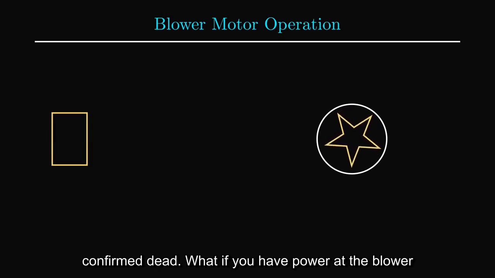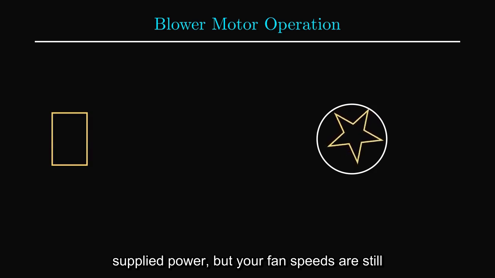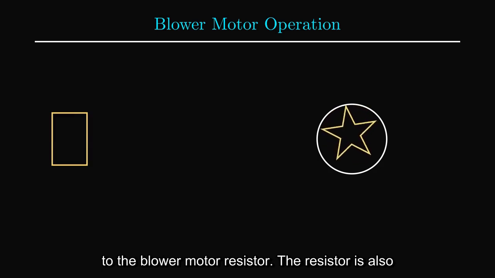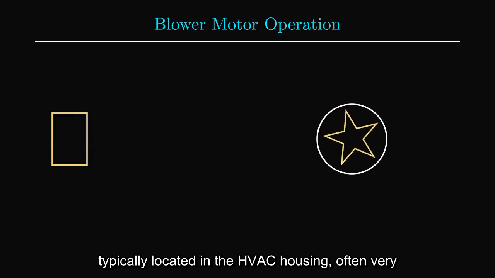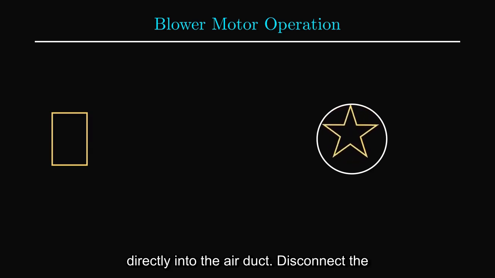What if you have power at the blower motor connector, and the motor works when directly supplied power, but your fan speeds are still intermittent or non-existent? This points squarely to the blower motor resistor. The resistor is also typically located in the HVAC housing, often very close to the blower motor, sometimes even plugged directly into the air duct.